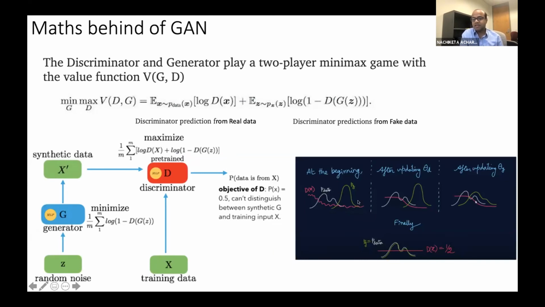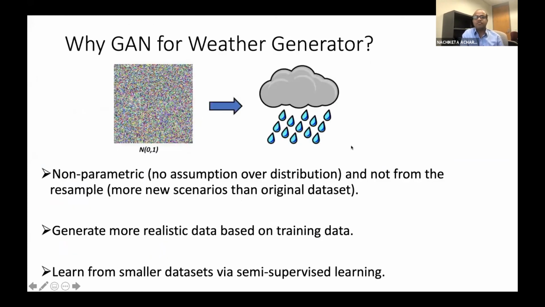Neither the discriminator nor the generator understands what their goal should be at the start, and then gradually they learn from the data, and at the end it looks like this. That means the function is like a half, that means a probability of 50%. That means the discriminator cannot discriminate between the real and fake data. So based on that, we try to use GAN, but the question is why?